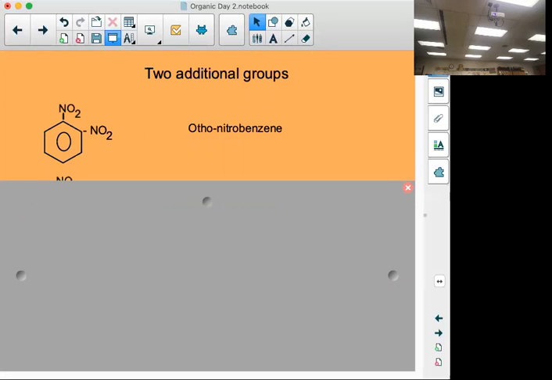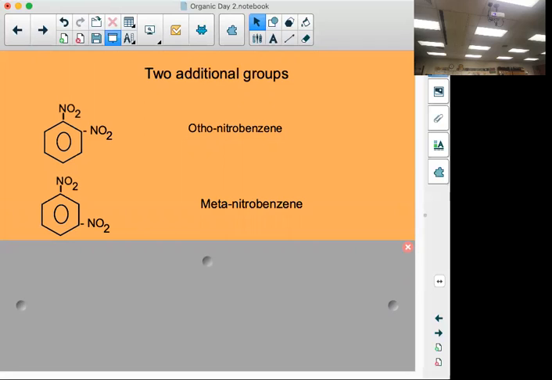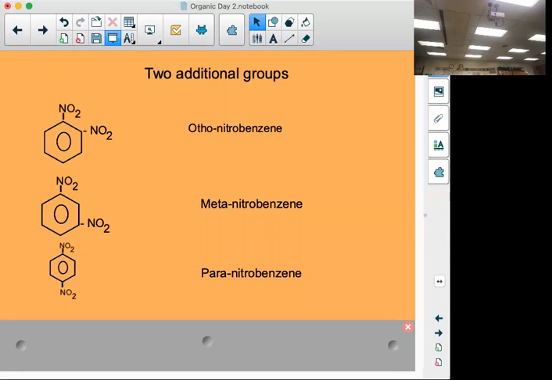If it's 1 and 3, that's meta, meta-nitrobenzene. And 1 and 4 across each other is called a para position. Para-nitrobenzene. So if you have right next to each other, that's ortho position. 1 and 3, that's meta. 1 and 4, para.